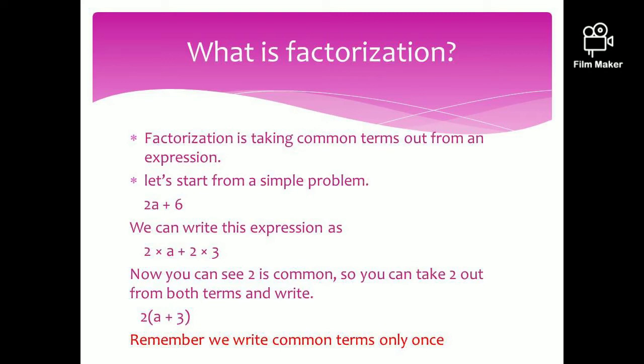Let's start from a simple example. The question is to factorize 2a plus 6. Then we know that you can write 2a as 2 into a and 6 as 2 into 3. There you can understand the common term is 2. 2 into a, and 2 into 3 is also 2. With that you can take this 2 out. If you take 2 out from 2a, a remains, and from 2 into 3, if you take 2 out, 3 remains. Therefore, the expression turns into 2 times of a plus 3.